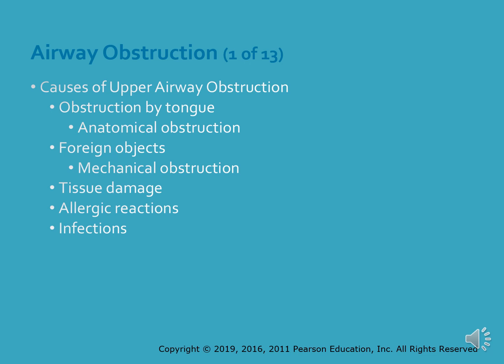The following obstructions may be impossible for you to relieve, but you must still attempt to assist these patients with ventilations. The first one is tissue damage. Tissue damage can be caused by trauma to the neck or upper airway, burns from breathing superheated air from either a fire or an explosion, and poisonings. The tissues of the throat and windpipe become swollen and make it difficult for air to flow through the airway.